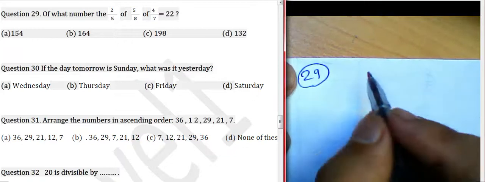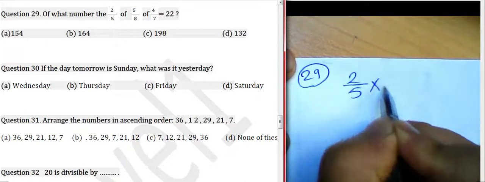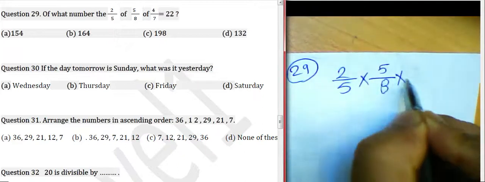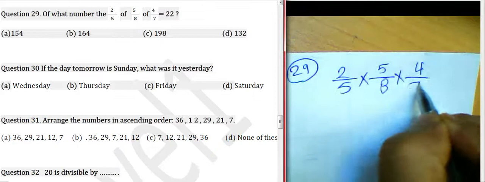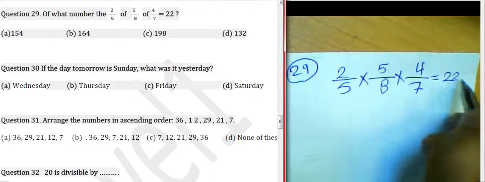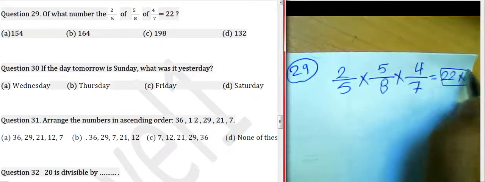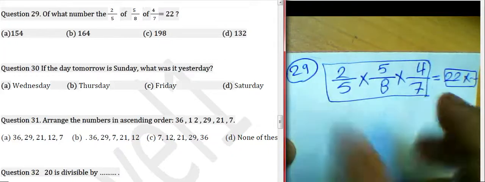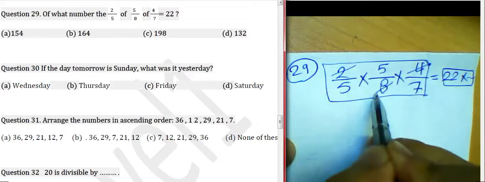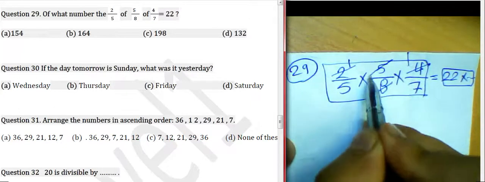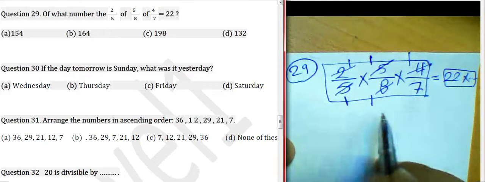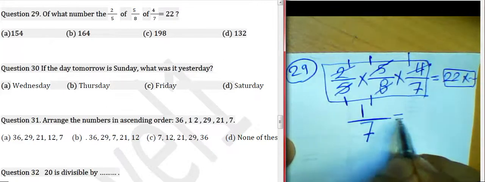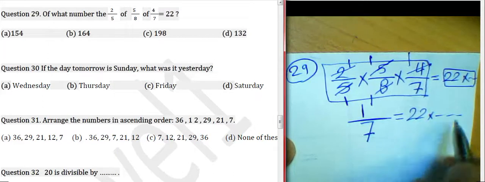This example, 2 over 5 of, meaning multiply, 5 over 8 multiply 4 over 7 equals 22 multiply a space. So we can find this result. 2 multiply 4 equals 8. 8 divided by 8 equals 1. 5 divided by 5 equals 1. And the result will be 1 over 7. 1 over 7 equals 22 multiplied by what?